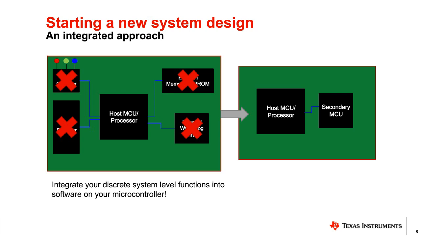There's definitely some benefits to doing this. I think what we really need to look at now is how do we go about doing that? So from a software perspective, what does it take to take these functions and put them on a secondary MCU? And then, of course, what's the benefit to you as a customer in doing this?